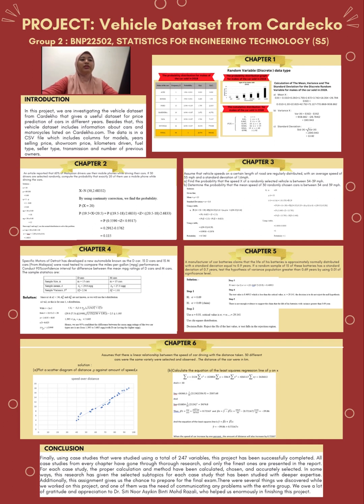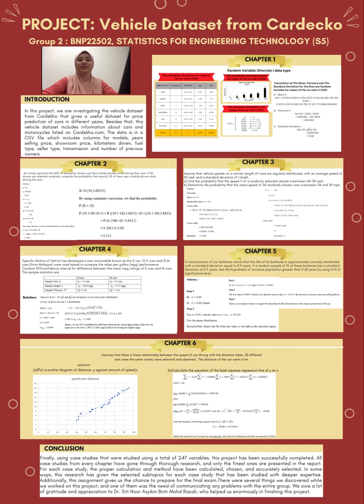So for step 3, we found the chi-square test value, and the test value is 8.46913. For step 4, we know that the test value is less than the critical value, so the decision is do not reject the null hypothesis. There is not enough evidence to support the claim that the life of the batteries has variance greater than 0.69 years.